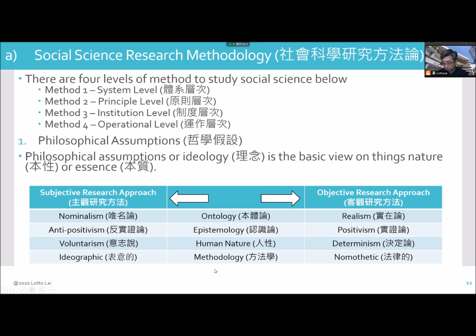I would like to talk about the methodology. In the objective approach, they are nomothetic. And if it is subjective, it is ideographic, so it is a different methodology.